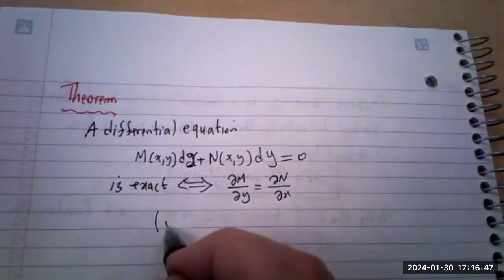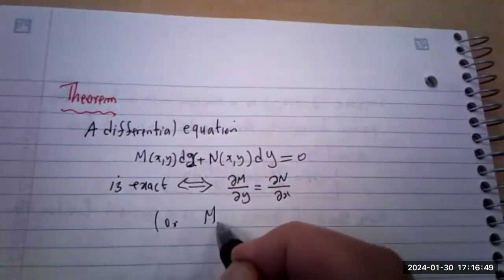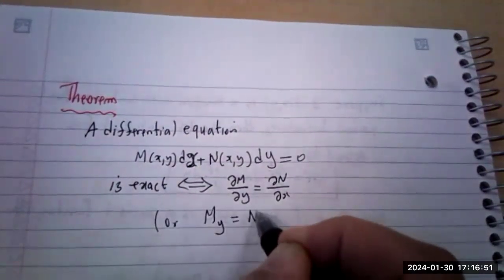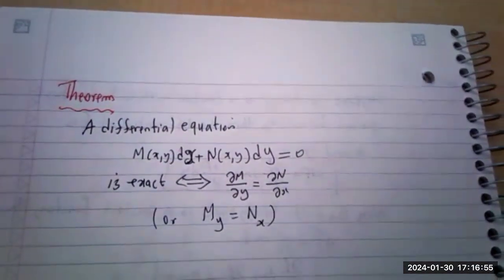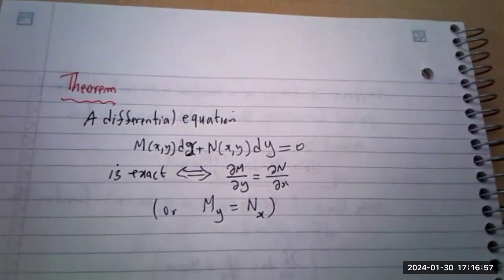Or in short, M_y is equal to N_x. See, that is going to be the condition that we can have. So a differential equation is exact if it satisfies this condition. If you want a proof, I can give you a proof. Okay, let's prove it.